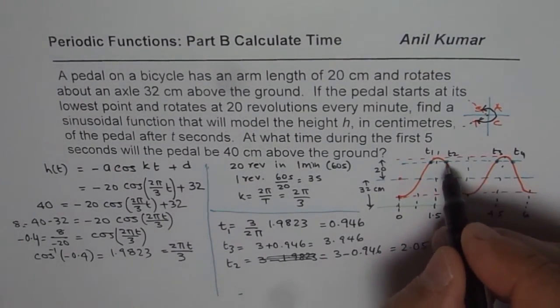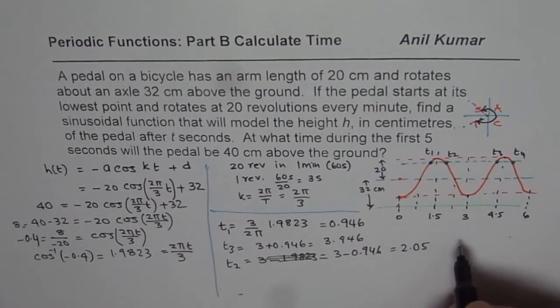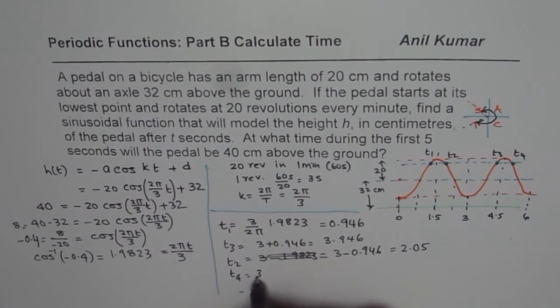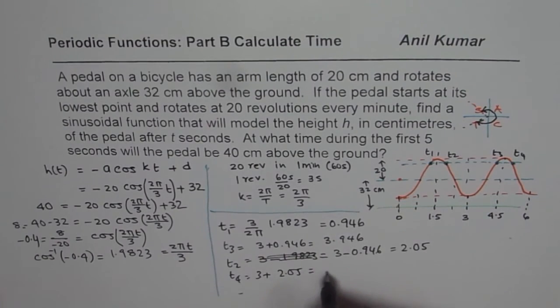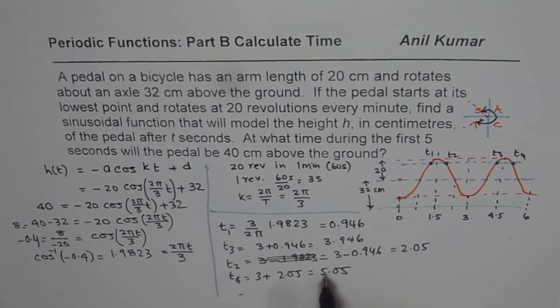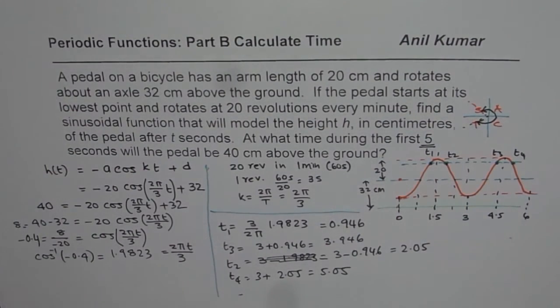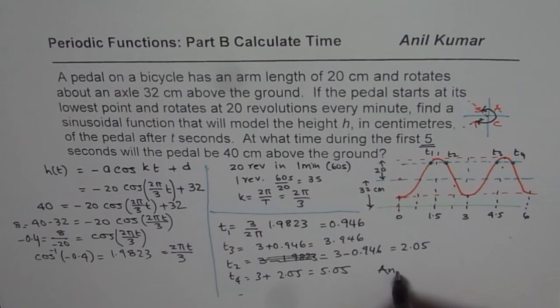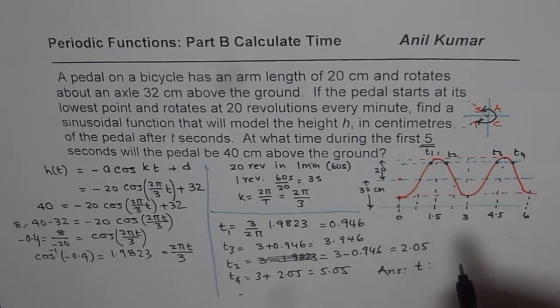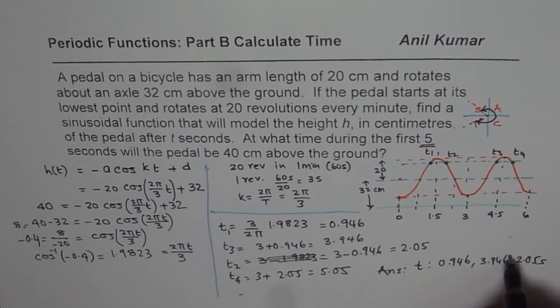Now, 4th time will be 3 away from here. So t4 will be 3 plus 2.05, which is 5.05. And that is not in our domain since we are looking for first 5 seconds. You get the idea? So we get our answer that the time for the paddle to reach 40 centimeters above is 0.946. 3.946 I wrote first, but I should have written 2.05. All are in seconds, okay?